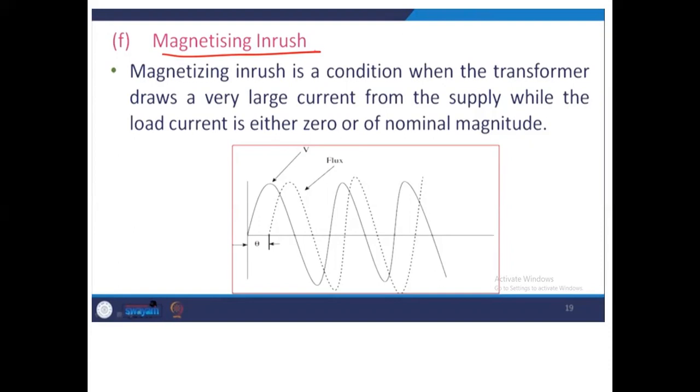Whenever the transformer draws this inrush current, its magnitude may be from 5 to 10 times the full load current of the transformer. So whatever relay we connect treats such a phenomenon as a fault, but actually it is not a fault, because it is going to die down once the normal condition is established.